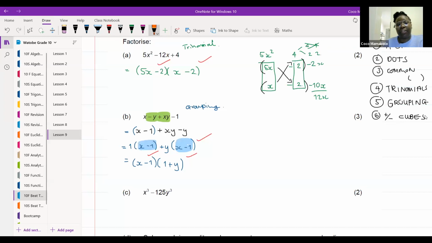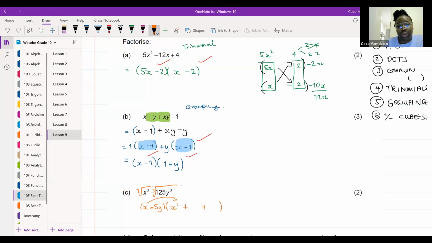All right. If we look at this one over here, we're going to notice that this is a difference of cubes. So we're going to open small bracket and big bracket. In the small bracket, we're going to put a minus, and then in the other bracket, opposite signs, plus and plus. Then we're going to take the cube root of the first and the cube root of the second. So we're going to get X, and over here, we're going to get 5Y. Okay. And then I'm going to square this number and put it over here.